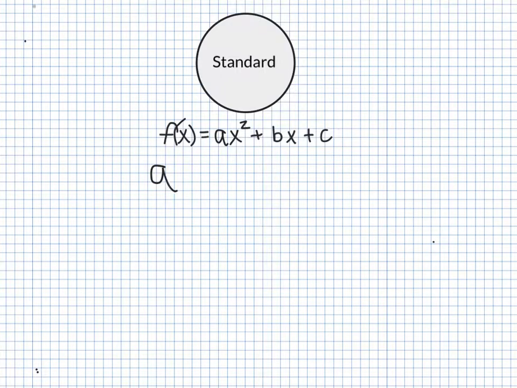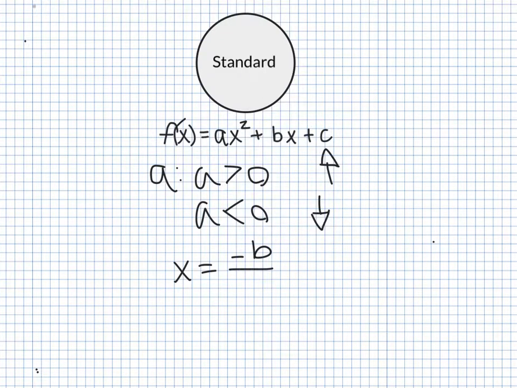In terms of the a value, if a is larger than 0, the graph would concave up, and if a was smaller than 0, the graph would concave down. In terms of the b value, it can help with a simple equation which tells us the axis of symmetry of the parabola, and it's going to be x equals negative b over 2a. In terms of the c value, c is equal to the y-intercept of the graph.